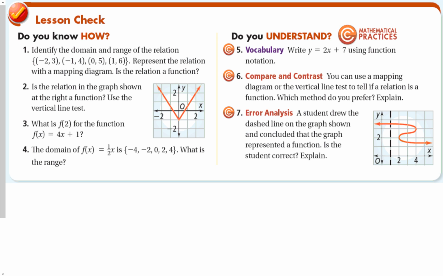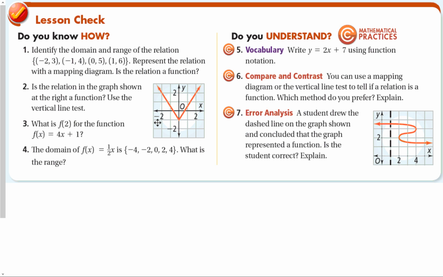Our lesson check is identify the domain and the range of the relation. So we have my domain, -2, -1, 0, 1, and my range 3, 4, 5, 6. Represent the relation with a mapping diagram. And is this a function? Yes, this is a function. Is the relation in the graph shown at the right a function? Yes, it is, because it passes the vertical line test. And in fact, it is an absolute value function.